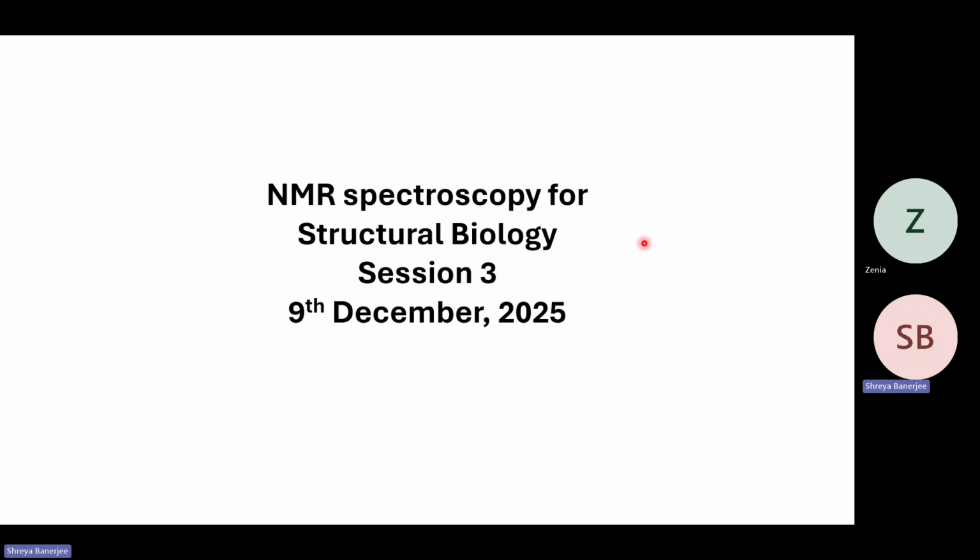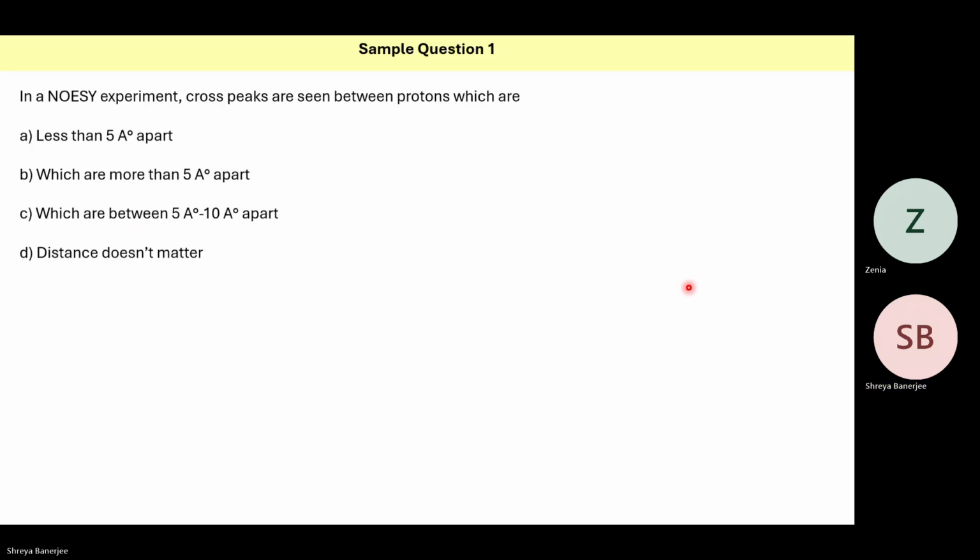So this is the third session of this course, NMR spectroscopy for structural biology. In the last two classes, we have covered basic principles of NMR, 1D NMR, 2D NMR, the different experiments. From this class onwards, we will be going into the biology. Before that, just to revise the concepts we learned in the previous class, here are some sample questions.